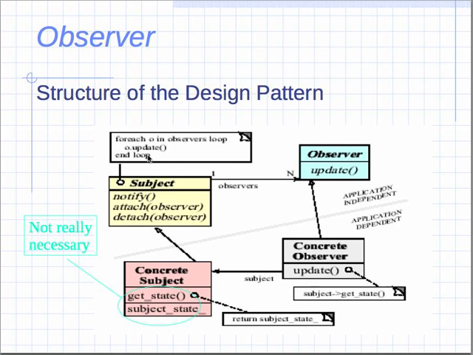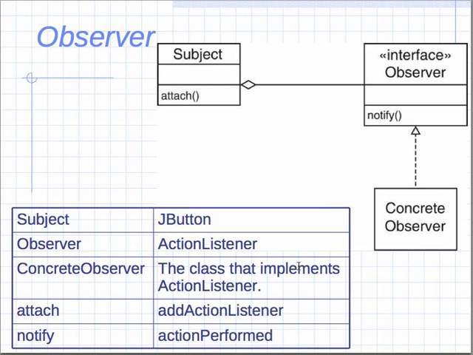I'm hoping that most of you are familiar with how JButton works, so that this diagram sort of makes sense. Just think of the attach as add action listener, and the notify as action performed. I think that's the key to understanding how this applies to a JButton. Okay.